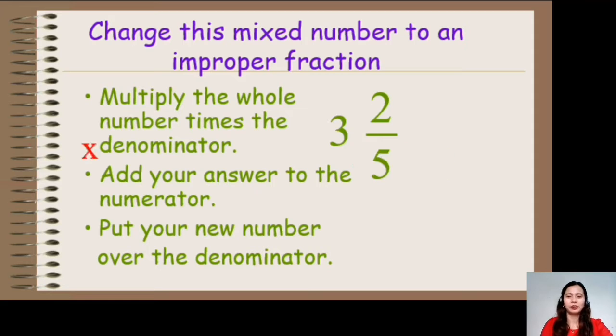How about this? 3 and 2/5. Again, multiply and add. Okay, very good. 17 over 5. How about this? Correct. That is 19 over 4. How about this one? You're so great. That is 43 over 5.